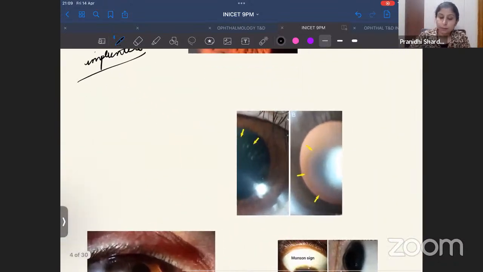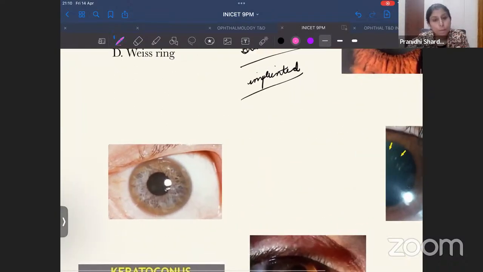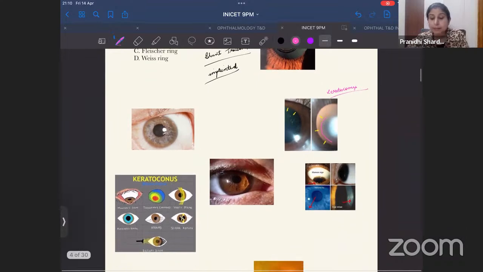Now see, this is the Fleischer ring. What is the Fleischer ring? It is the iron or hemosiderin deposition on the cornea seen in cases of keratoconus. The Fleischer ring is the deposition of iron or hemosiderin specifically in keratoconus. The KF ring is the deposition of copper on the peripheral or limbal part of the cornea in cases of Wilson's disease. Next is the Weiss ring.